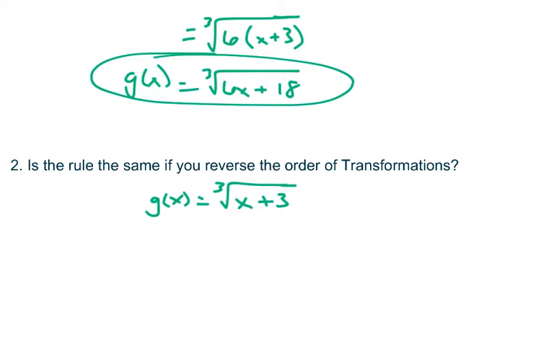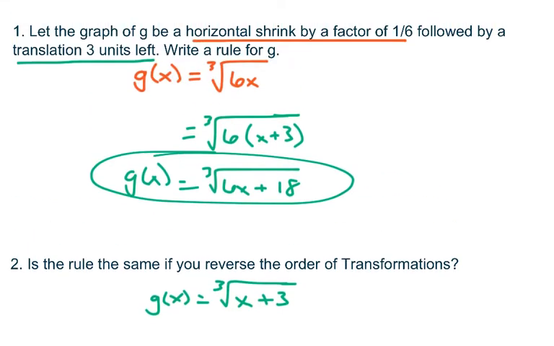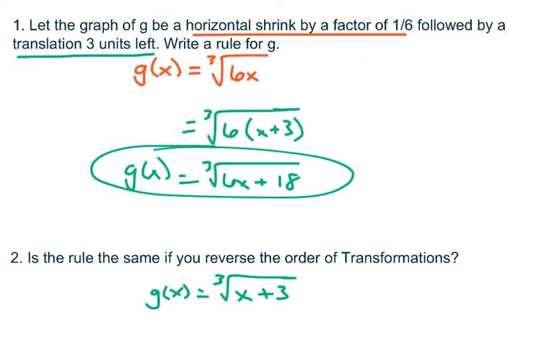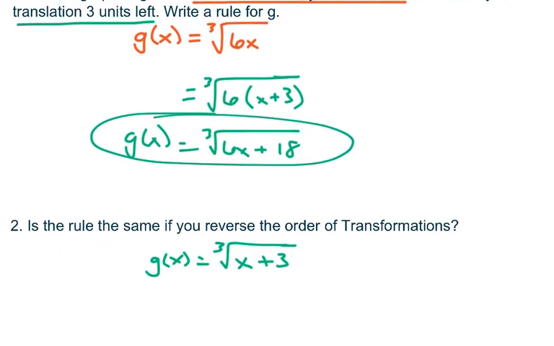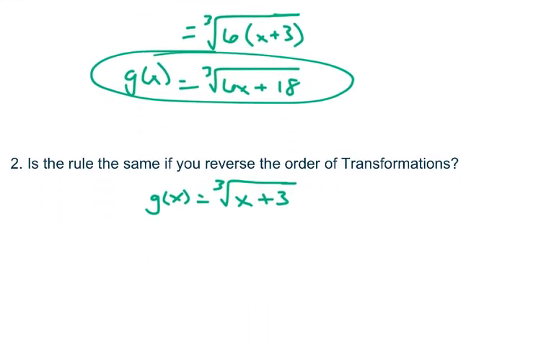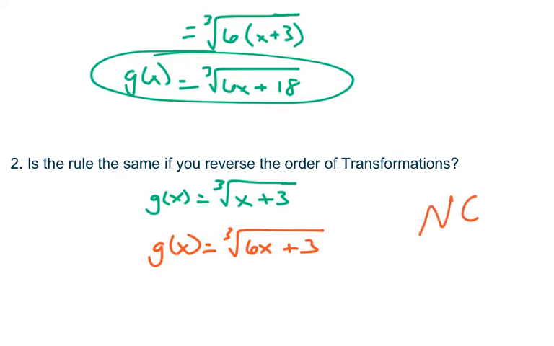Now we need to apply the other transformation, which was the horizontal shrink by a factor of 1/6. Again, that means multiply x and only x by the reciprocal of the factor. So we're going to multiply x by 6. So only x gets multiplied by 6. So our answer here is going to be g of x is equal to cube root, there's x, so multiply it by 6, plus 3. Are the answers the same? No, not the same. So the order in which you transform these functions does matter.